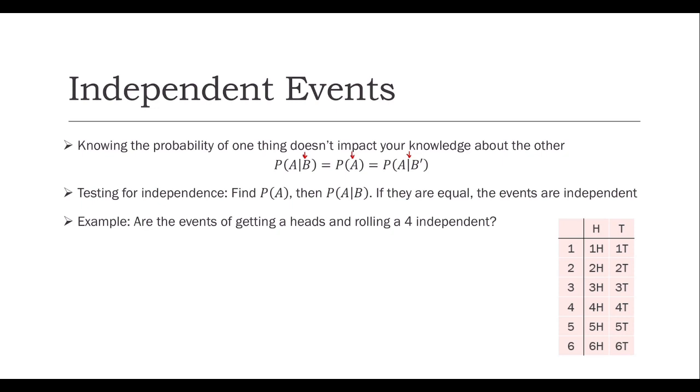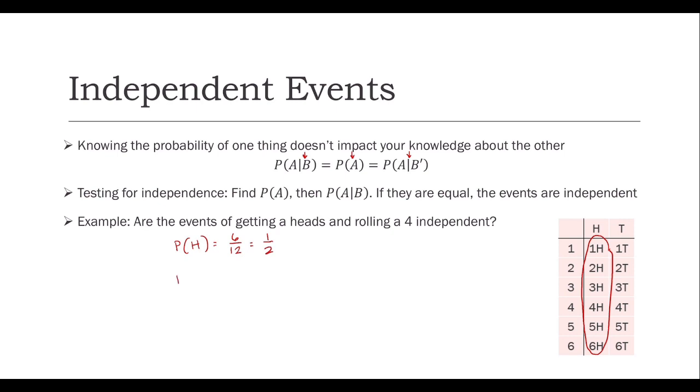So for example, are the events of getting a heads and rolling a 4 independent? So the probability of getting a heads is going to be these 6 outcomes out of the total 12. So it'll be 6 out of 12, which is 1/2.